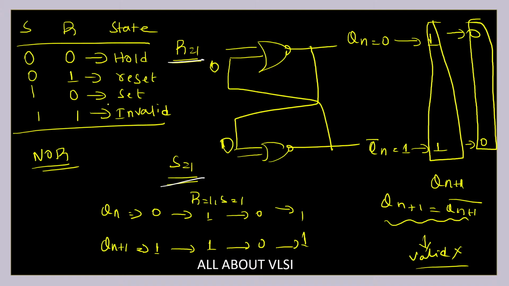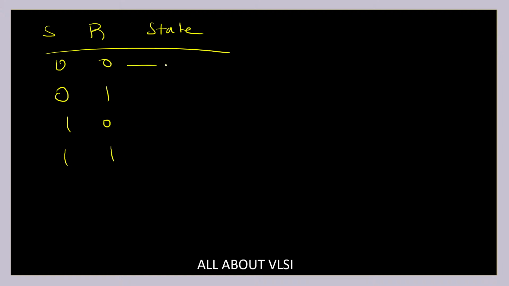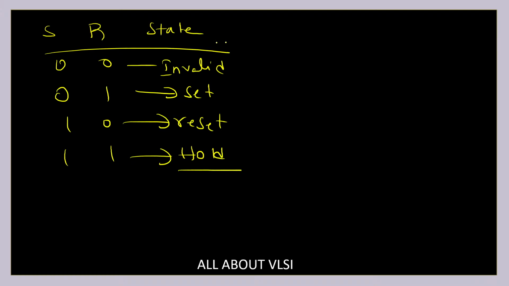But in the case of your NAND based SR latch, the table is flipped. Let me draw it over here: S, R and state. 0, 0, 0, 1, 1, 0, 1, 1. This is invalid, this is set, this is reset, and this is hold. So this is nothing but my NAND based SR latch.